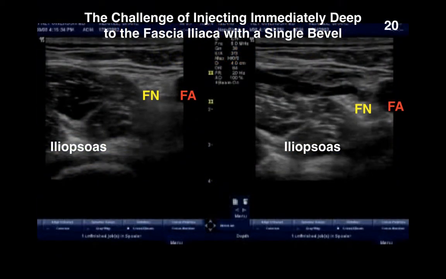The image on the left shows a confluence of the fascia iliaca and fascia lata that is relatively easy to see with ultrasound and is demonstrated by the white arrows. However, dissecting these two layers, as seen on the right, can be difficult. This is in large part due to the challenge of positioning a single bevel needle precisely between the layers of the fascia iliaca and the fascia lata.